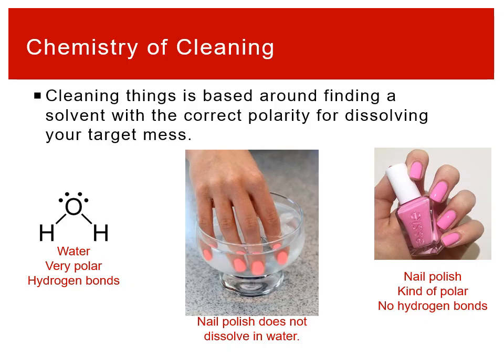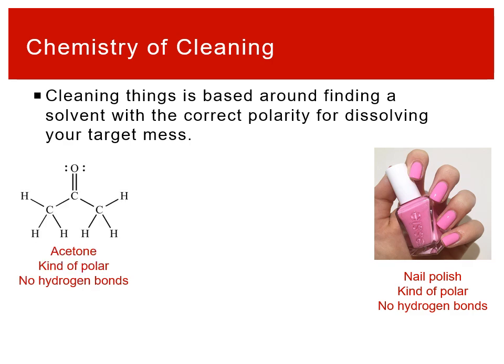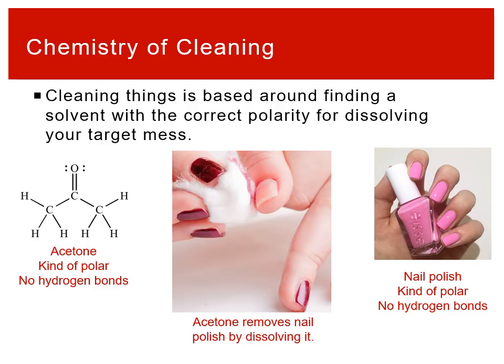So if we want to clean up nail polish, we need to use a solvent that matches that polarity. That's where acetone comes in. Acetone as a molecule is kind of polar and cannot form hydrogen bonds. That is why acetone is nail polish remover. It matches the polarity of the molecules in the nail polish, so you can remove nail polish.